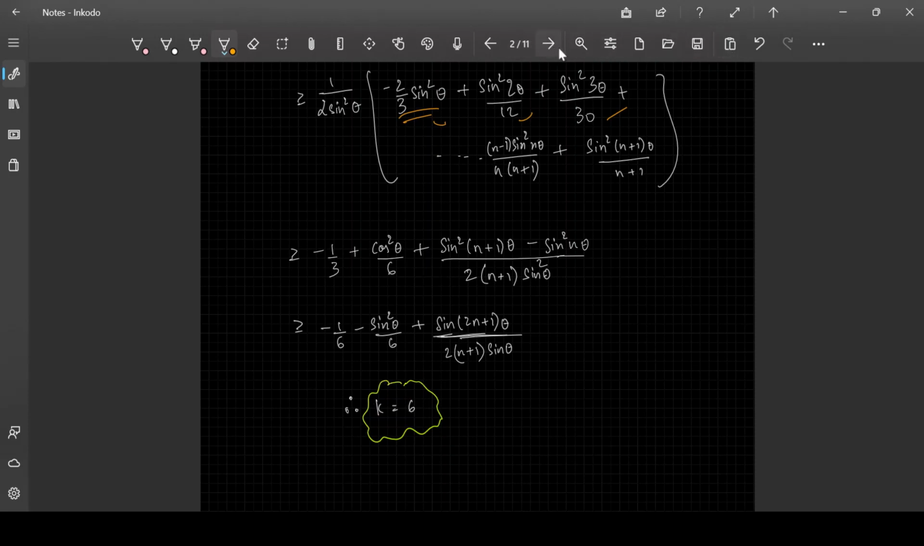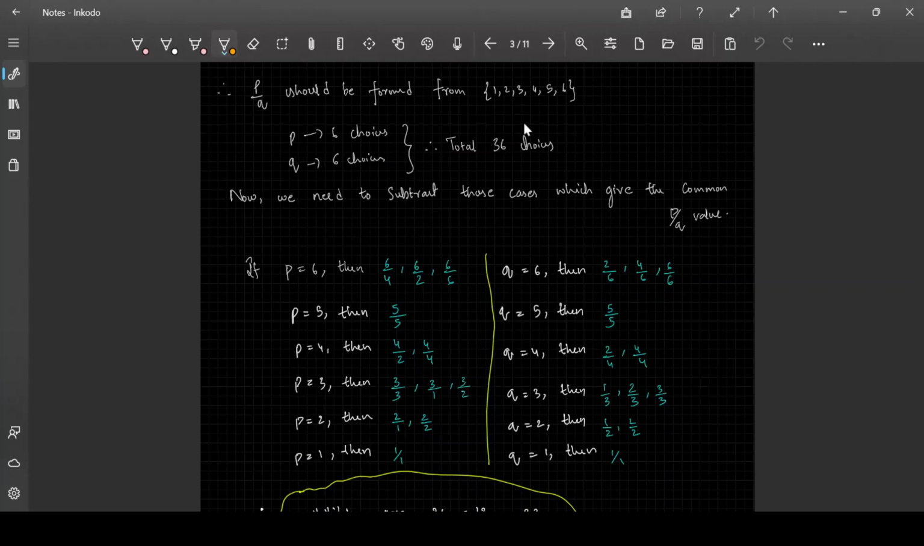So we are done with the trigonometry part, and now the combination part is, so p by q should be formed from the numbers 1 2 3 4 5 6. I think it's an easy task for many of you, but some may end up with confusion. I just want to remove that. So p has 6 choices, q has 6 choices, so totally 36 choices, isn't it? 36 ways of making numbers.